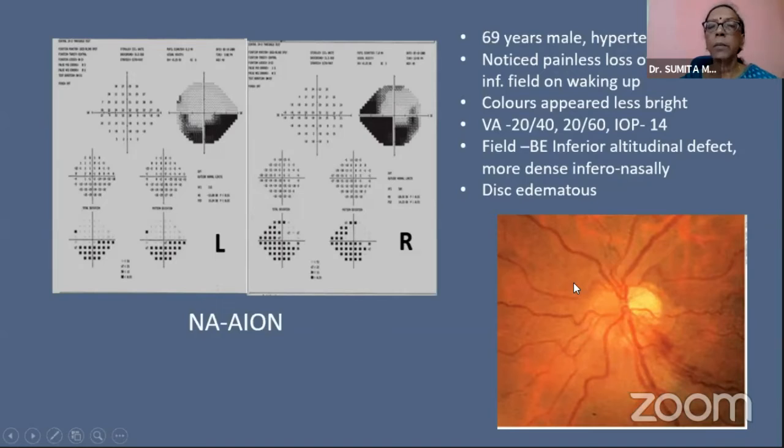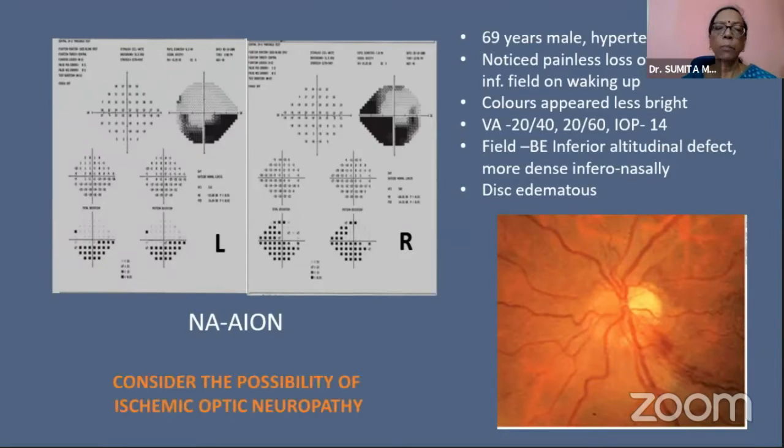But once the disc edema subsides, it's really very difficult to diagnose ischemic optic neuropathy from the glaucomatous patient, and history will help here. Ischemic optic neuropathy will be sudden, painless loss of vision. In case of glaucoma, it is not so, it is a gradual process. So we have to keep in mind that it may be due to AION.